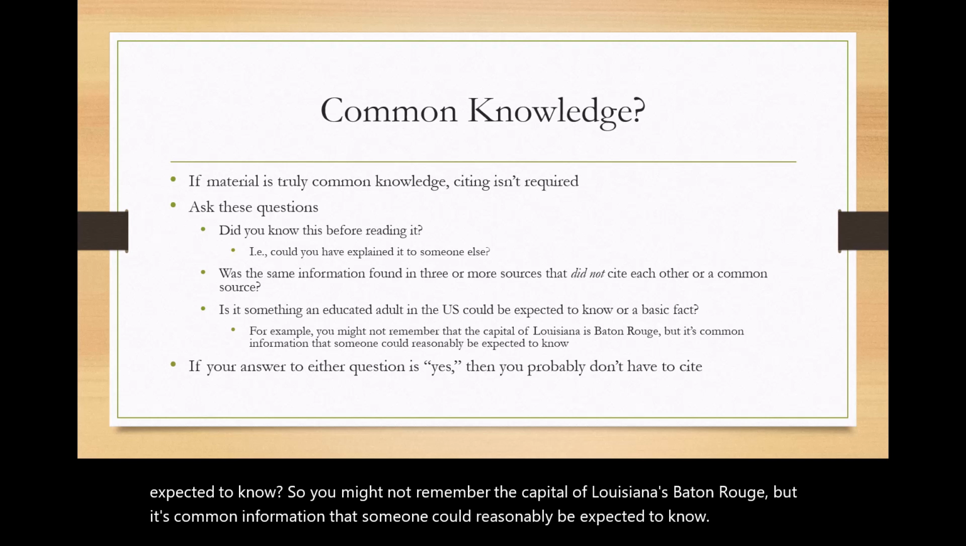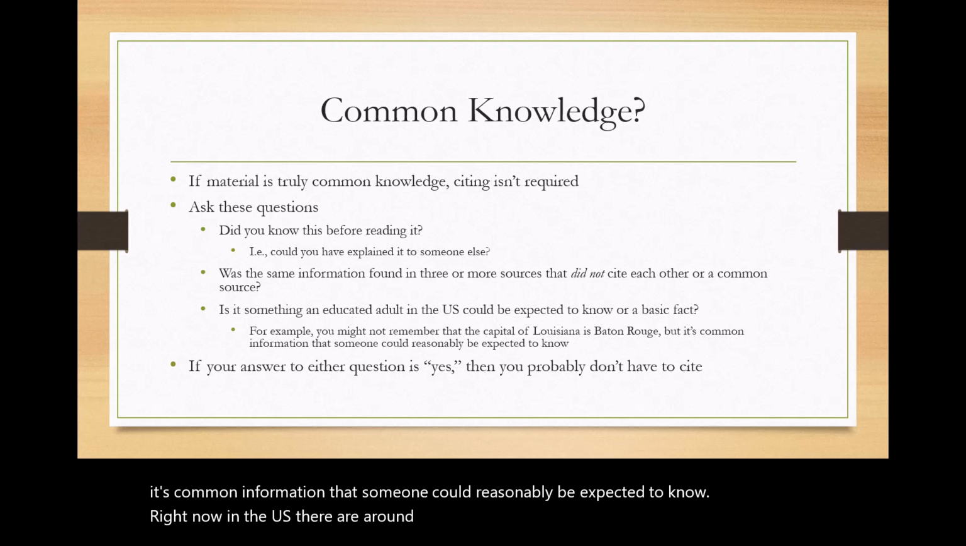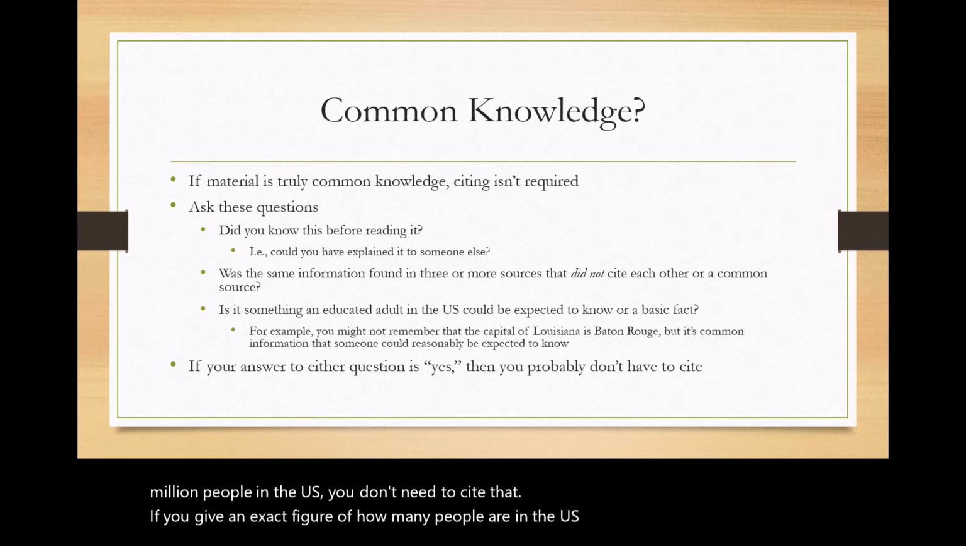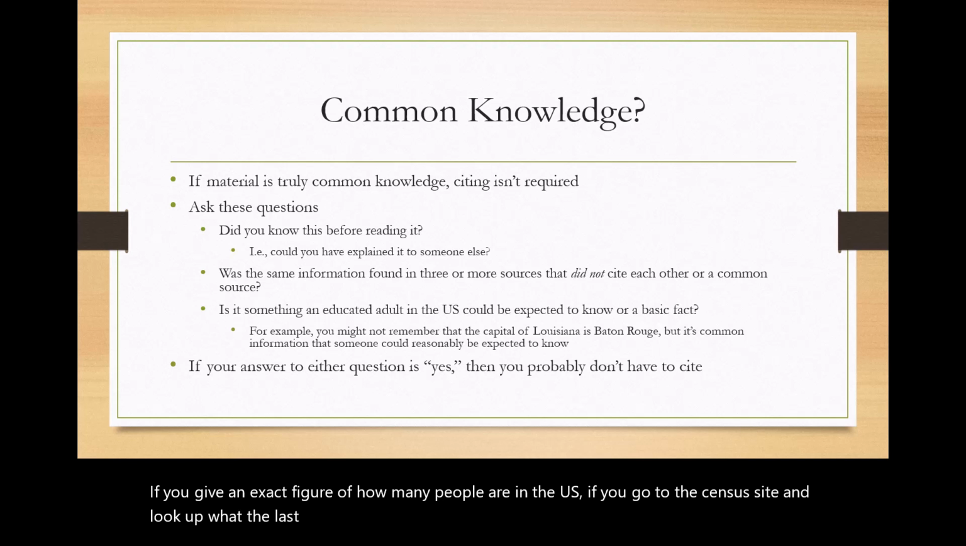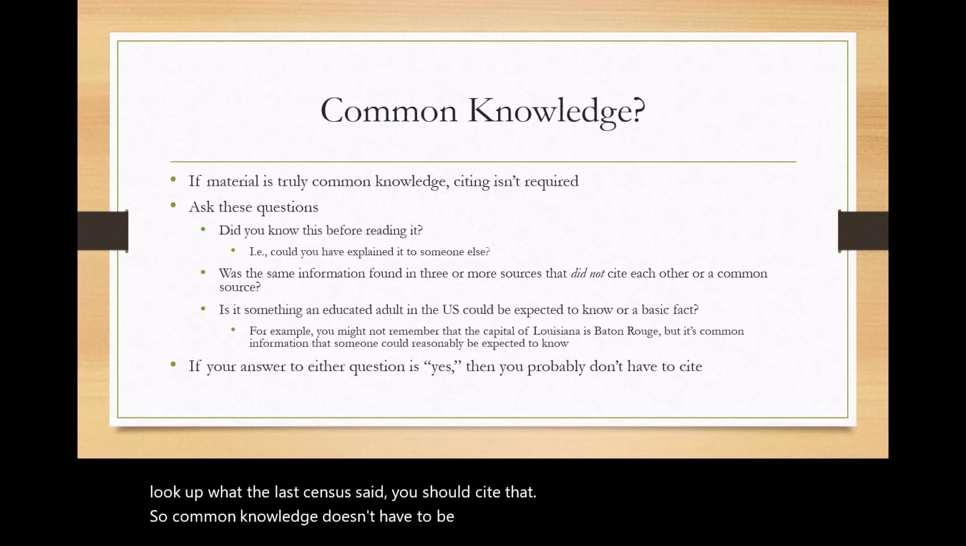Right now in the US, there are around 300 million people. If you say there are around 300 million people in the US, you don't need to cite that. If you give an exact figure of how many people are in the US, if you go to the census site and look up what the last census said, you should cite that. So common knowledge doesn't have to be cited, but anything beyond that does.